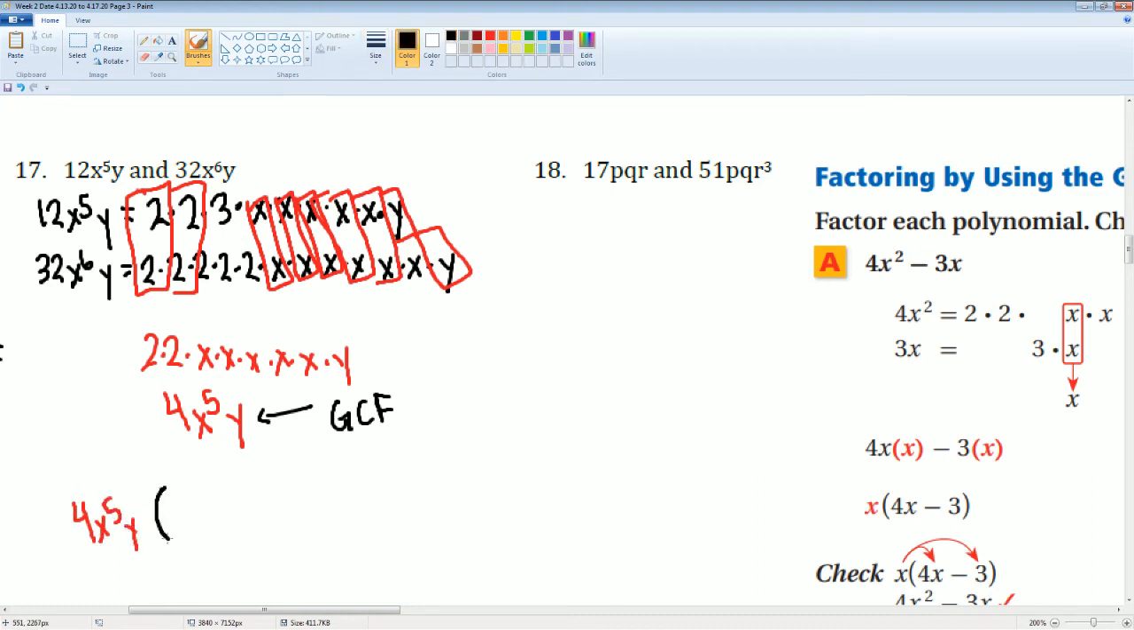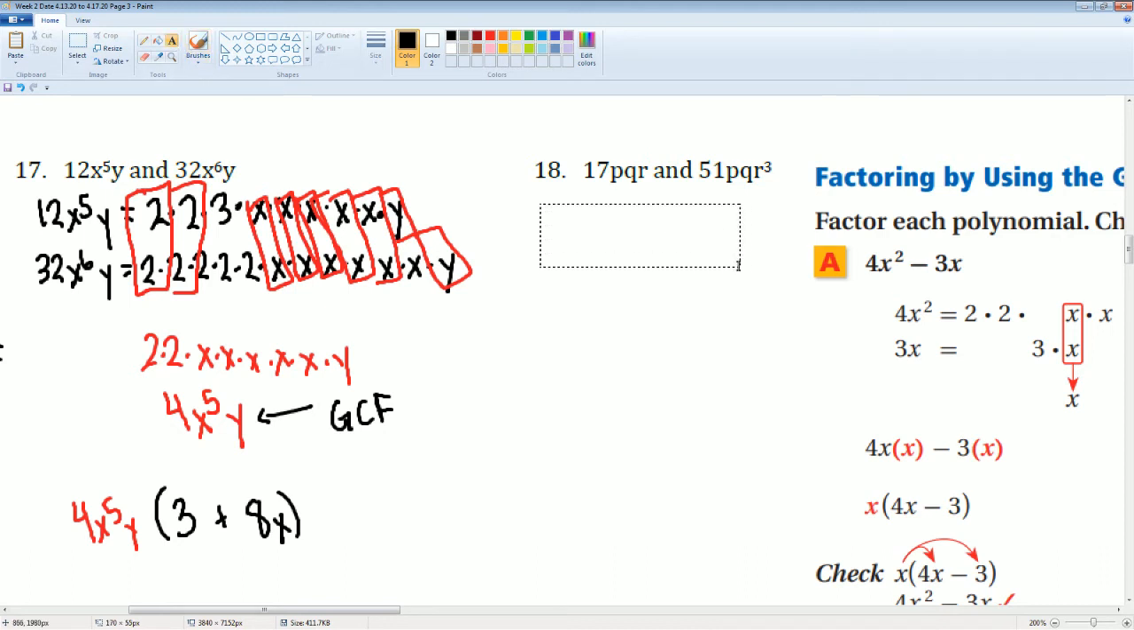Okay. Parentheses, what is left on top? The left on top on the first one is 3. Nothing else. Plus what's left on bottom? 2, 2, 2. So 2 times 2 times 2. So 2 times 2 is 4. Times 2 is 8. And an x is left. There you go. This is how it would look like when it's factored. Okay? All right.